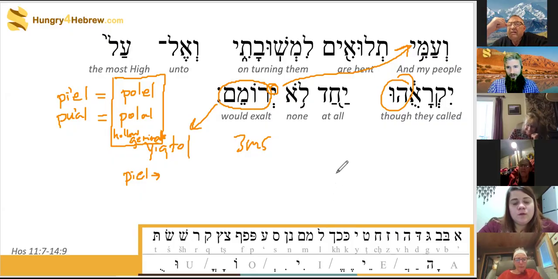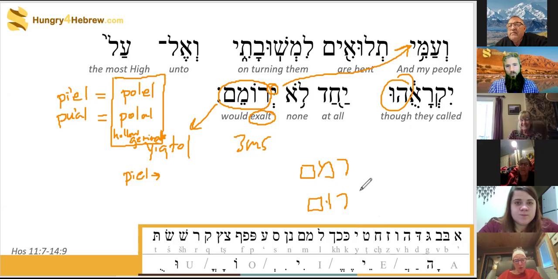Are you familiar with a resh mem mem root? No. Are you familiar with a hollow root? Yeah, rum. Does it have to do with being high or lifted up? So your root is rum. However, you are correct that a geminate, such as if this root actually exists. You know what? Let's go ahead and change it to a root that does exist. Instead of resh mem mem, let's go with shin mem mem.